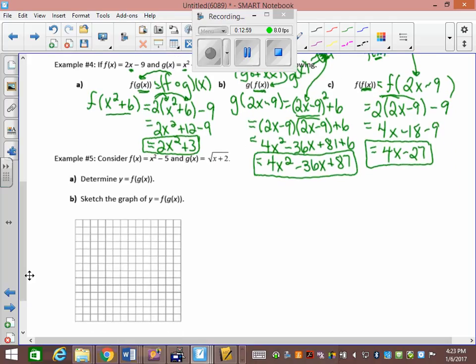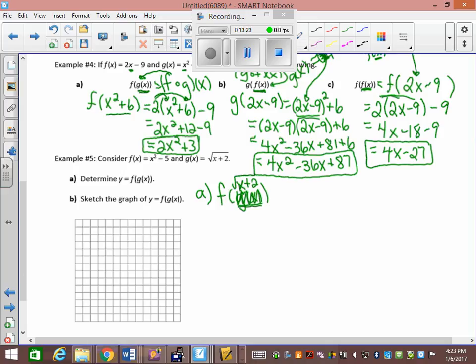Now we're going to example 5. Consider f of x equals x squared minus 5 and g of x equals square root of x plus 2. So they want us to determine f of g of x. So the first thing I do is I take this little g of x and I replace it with what g of x is, which is the square root of x plus 2.